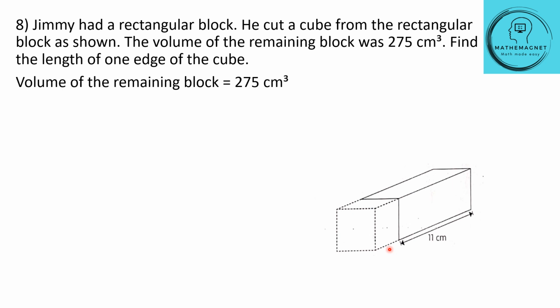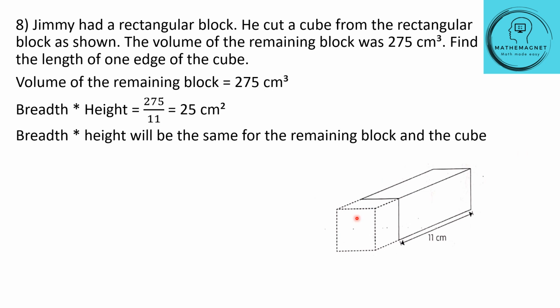So volume of the remaining block will be 275 centimeter cube, and breadth into height we can find, that is this height and this breadth we can find by dividing volume by this length. That is 275 divided by 11 is equal to 25 centimeters square. That is, we have found breadth into height. Now breadth into height will be the same for this cube also, correct? Since this cube will also share the same breadth and the same height. So this will be breadth into height we have found for this cube as 25 centimeters square.